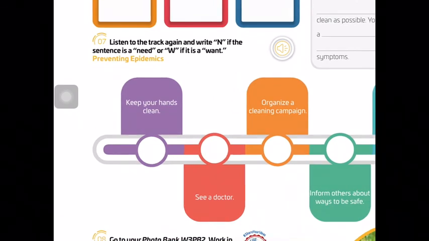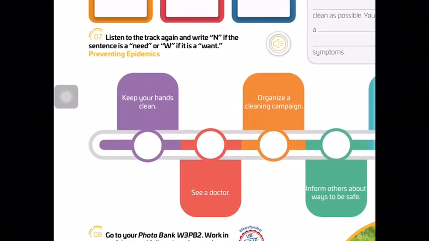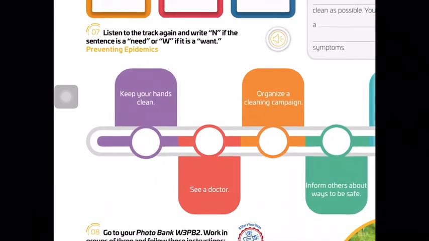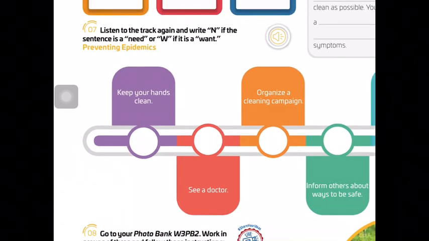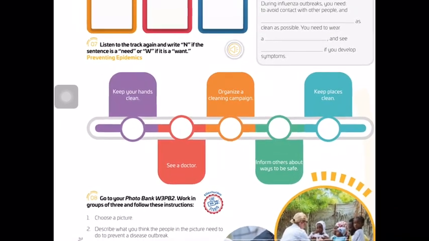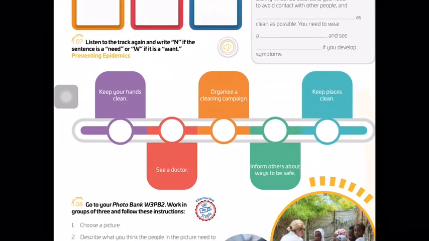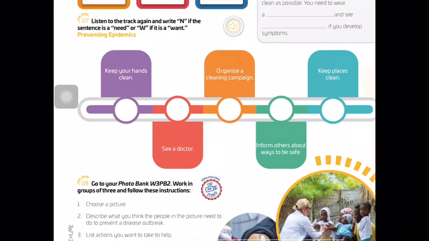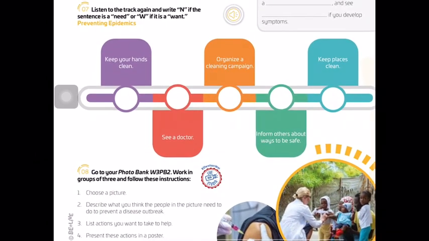Listen to the track again and write N, the letter N, if the sentence is a need, or W if it is a want. What is the difference between need and want? Need is something that is necessary. Okay, need. I need a vaccine. I need a cure. I need to sleep. I need to eat something that is necessary. But want is not something that is necessary. It's something just that you like and you want to have it. Those are the differences between need and want. Okay, so you have to write letters N or W according to if you need or want something.